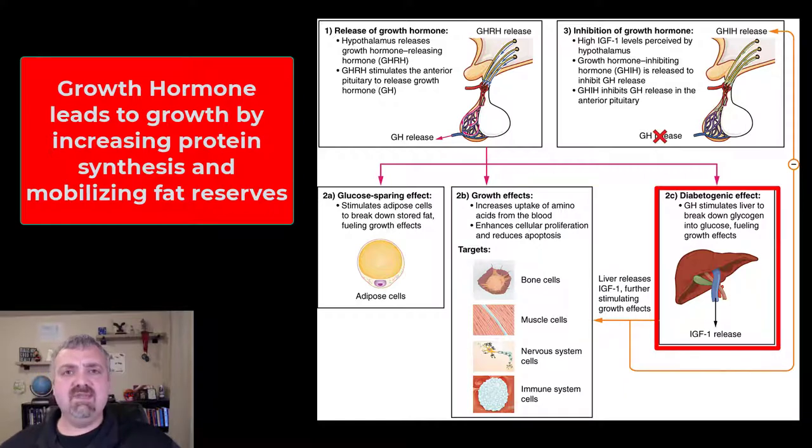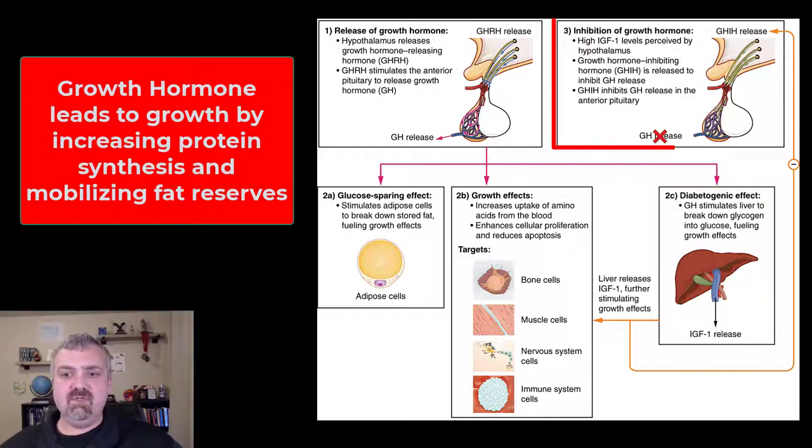The last thing here is what's known as the diabetogenic effect. It doesn't mean growth hormone causes diabetes, but it means the growth hormone raises your blood sugar levels. We already said it spares glucose by using more fat for fuel, but it will also have your body turn more glycogen from the liver into glucose. So you're going to have all this fuel available, more blood sugar and fat to burn for fuel so that you can build, you can grow. It takes a lot of energy to grow. So that's going to be how growth hormone works.